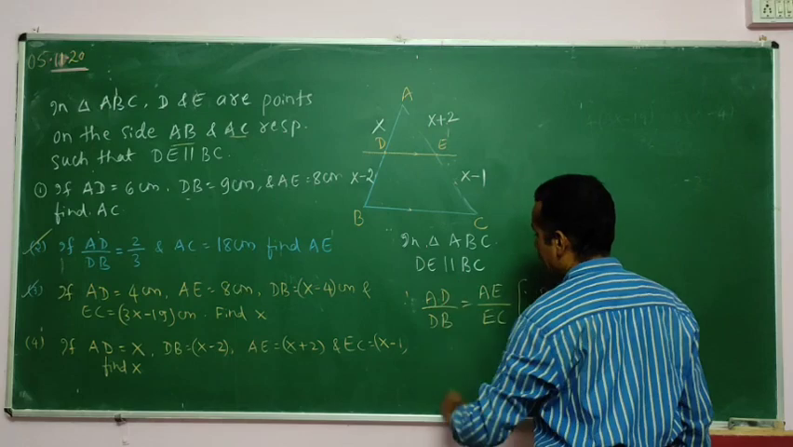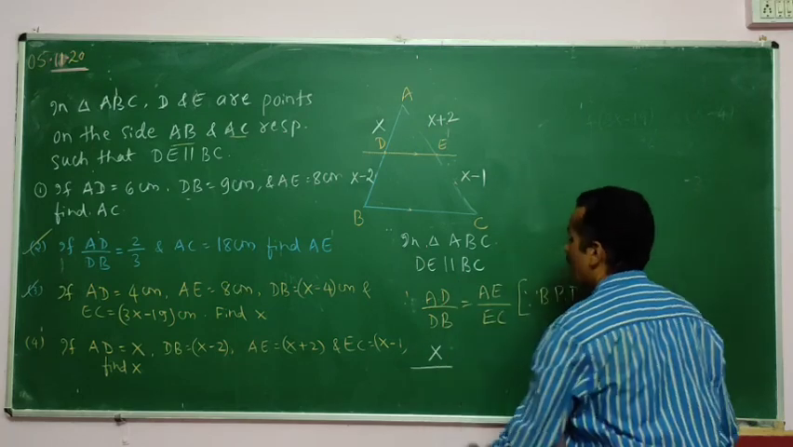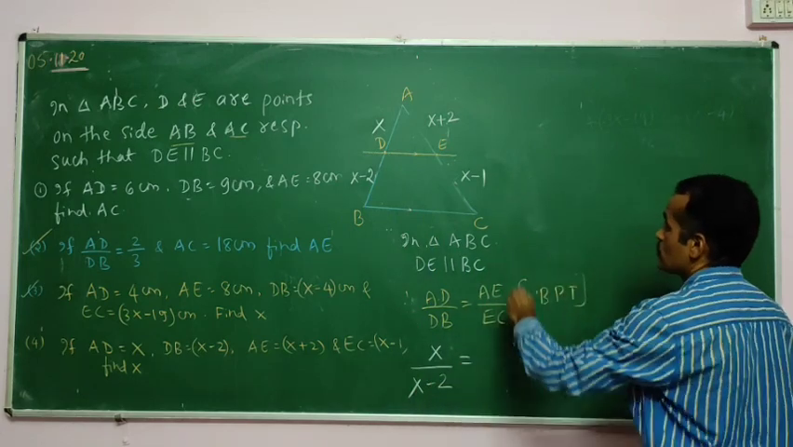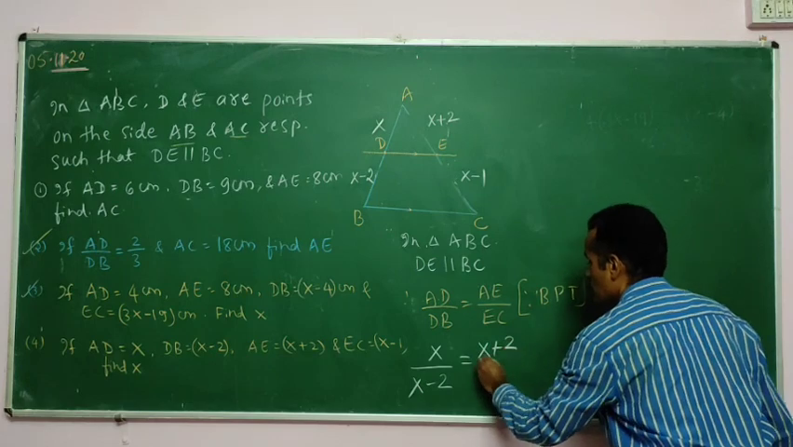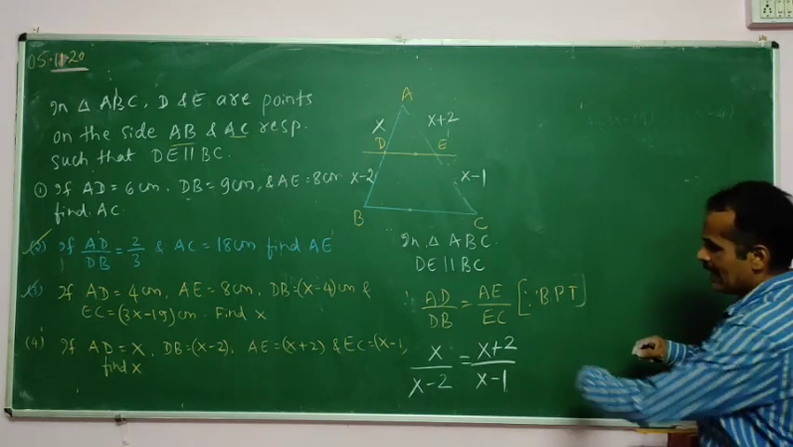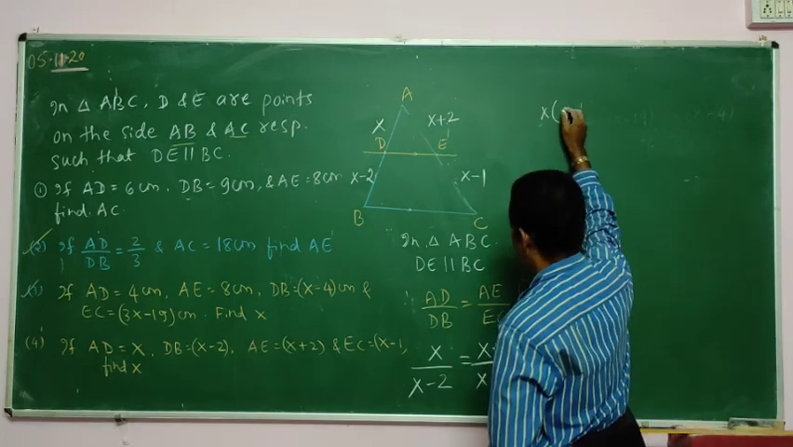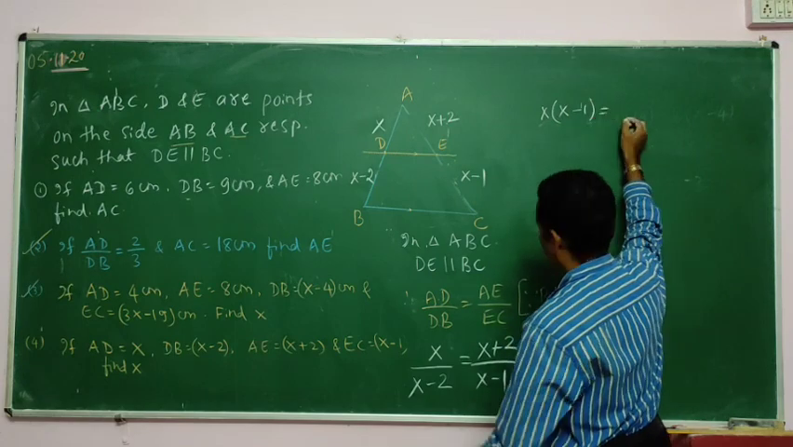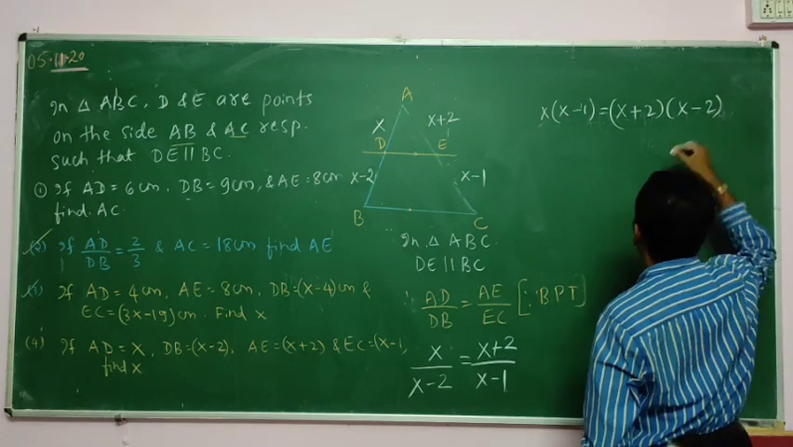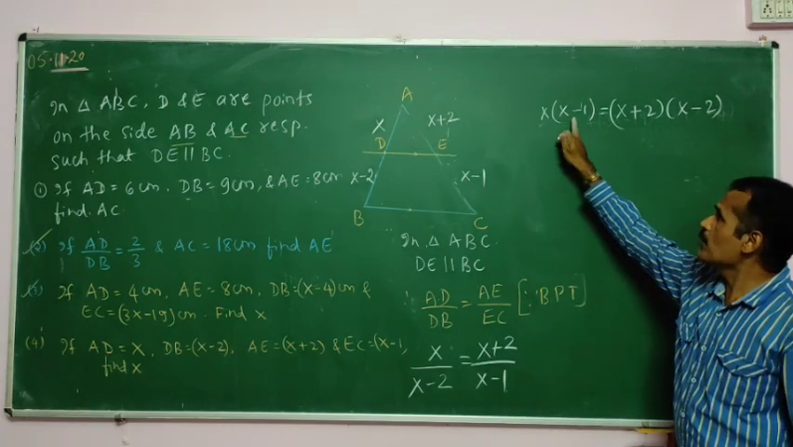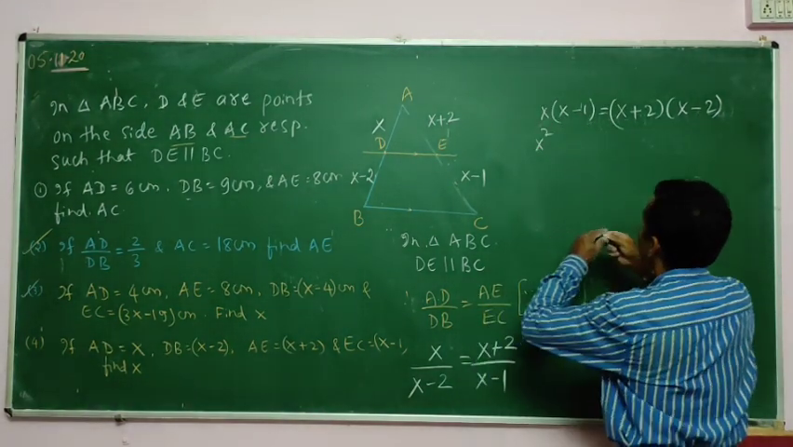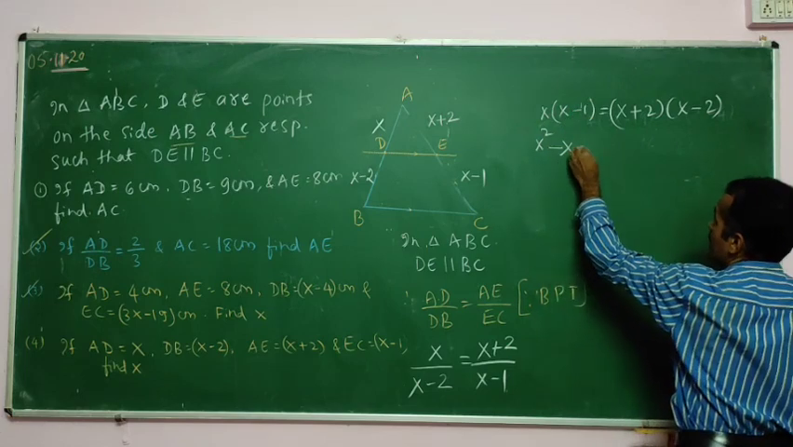x divided by x plus 2, equals x minus 2 divided by x minus 1. Cross multiply: x into x minus 1 is equal to x plus 2 into x minus 2. This is a monomial into binomial. A monomial into binomial: x into x is x square, x into minus 1 is minus x, is equal to.